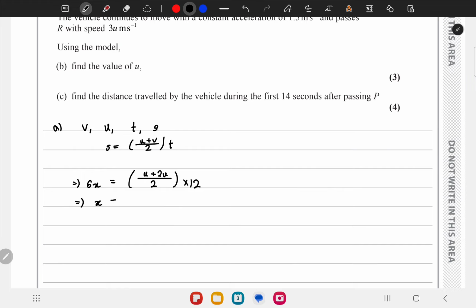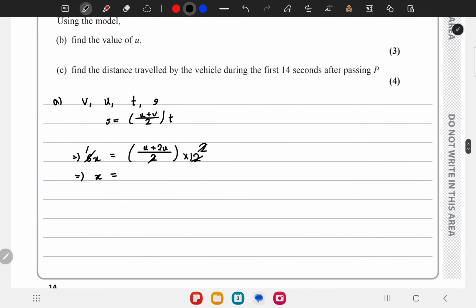So if you divide both sides by 6, we'll have 1 over here, 2 over here. So 2 times 2 will cancel out again. So we'll have u plus 2u, which is 3u. So x is equal to 3u is shown over here.